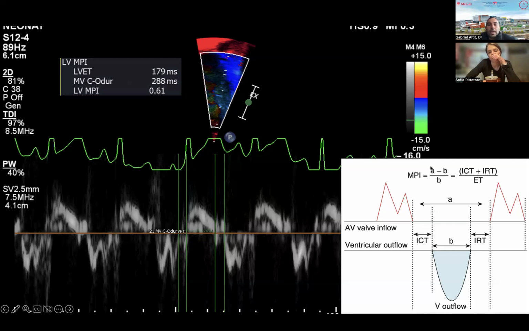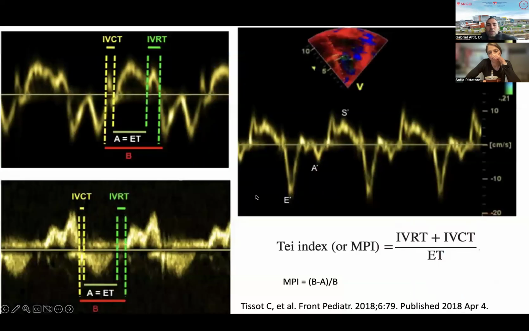what we typically do is measure from here to here. It's going to be A. And then we measure ejection time only. It's going to be B. So if you do A minus B divided by B, which is your ejection time, you get exactly this equation, and you get what we call the MPI. So A is the total of IVCT plus ejection time plus IVRT, and B is the ejection time. And so you can do this for the TEI index.